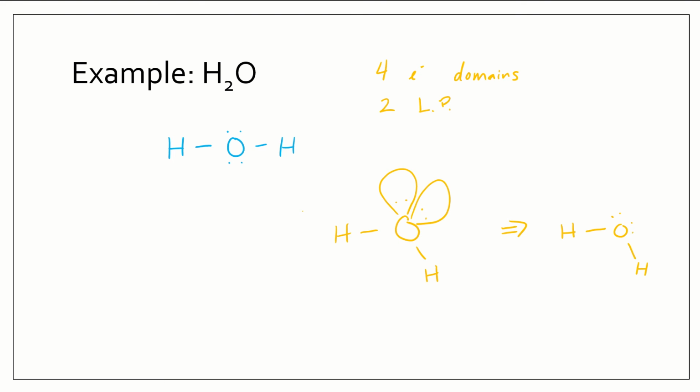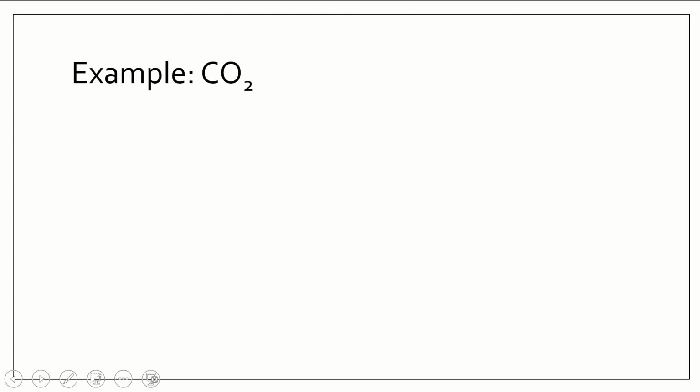is right there. And again, it has 4 domains, so we say it's tetrahedral. And since it has 2 lone pairs, it is bent. So tetrahedral bent. All right, the next one, carbon dioxide. So again, that one looks like this as a Lewis diagram.